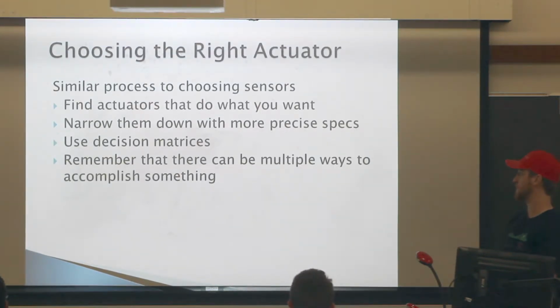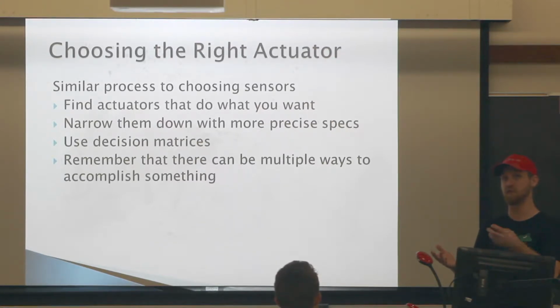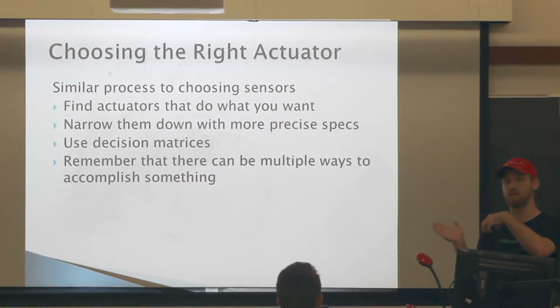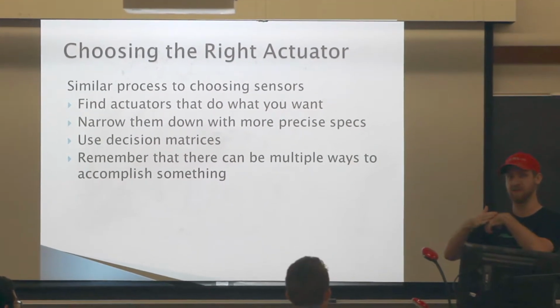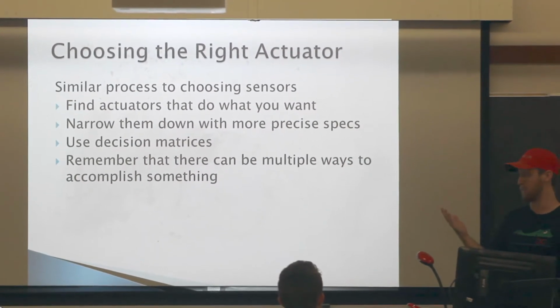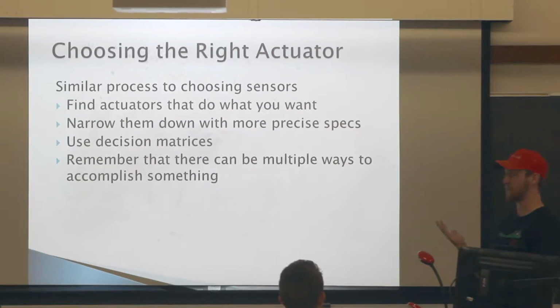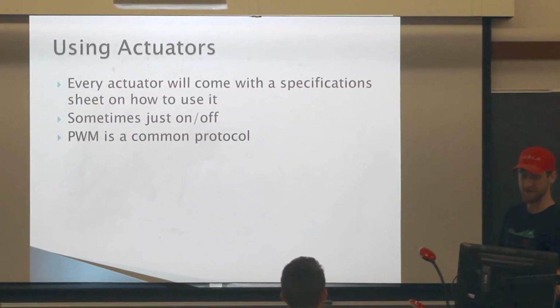So choose the right actuator. Basically the same thing as sensors: you find some, you narrow them down, you use decision matrices, and remember that there can be multiple ways to accomplish something. An example I can think of is one of the old pod designs. They needed an emergency cutoff switch. And instead of using an electronic switch, it was designed by mechanical engineers. So they used a physical switch and a servo that flipped over and hit the switch physically. And it worked. Not sure if that's the best way to do it though.